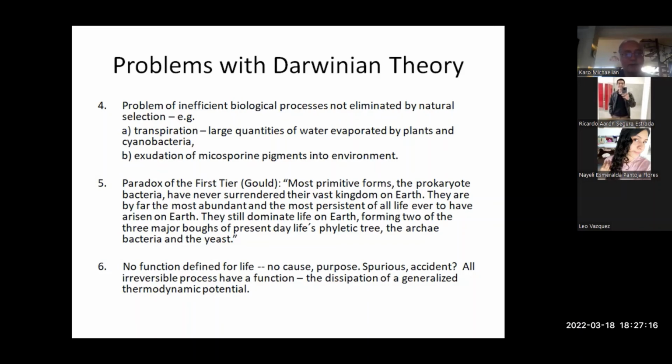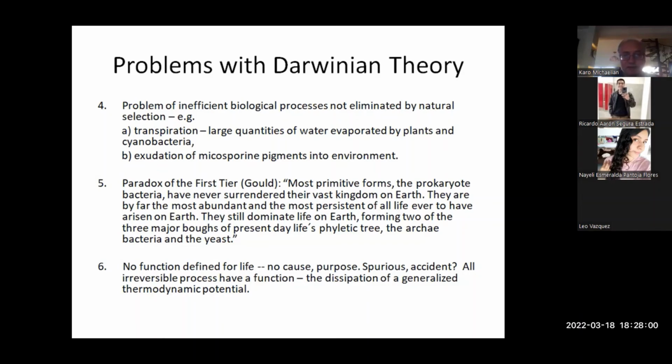Another problem is called the paradox of the first tier, which Gould also brought up. Quoting Gould, he said, most primitive forms, which are the prokaryote bacteria, have never surrendered their vast kingdom on Earth. They are by far the most abundant and most persistent of all life to have arisen on Earth. They still dominate life on Earth, forming two of the three major boughs of the present-day phyletic tree: the archaea, the bacteria, and the yeast.